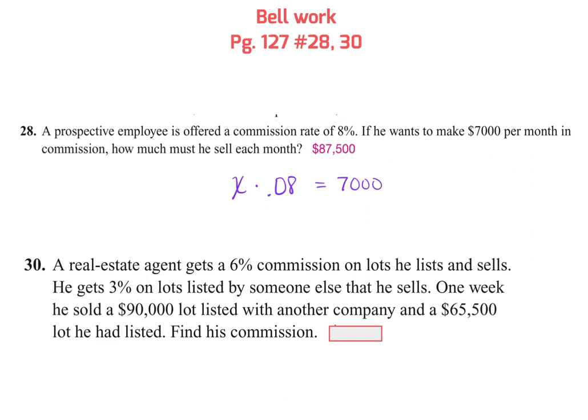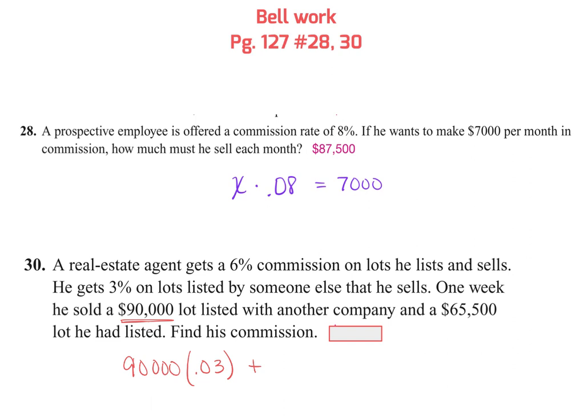One week he sold a $90,000 lot listed with another company and a $65,500 lot that he listed. Find his commission. All right. So for this first one, the 90,000, what is his percentage that he's going to earn on that? It was listed with somebody else. So which percent am I going to multiply that by? The 3. So I'm going to say times 0.03.